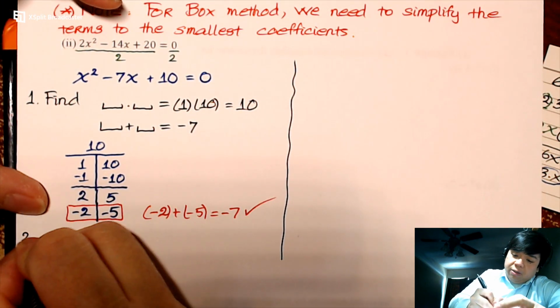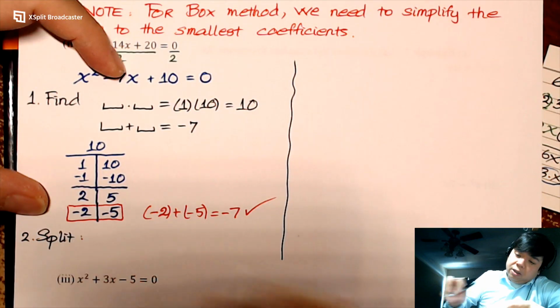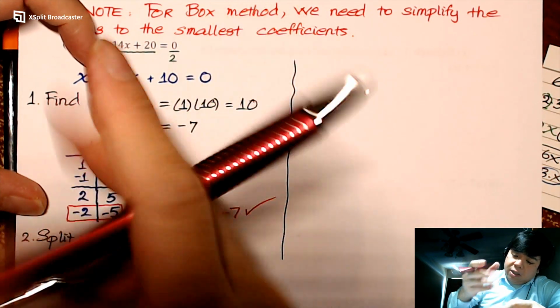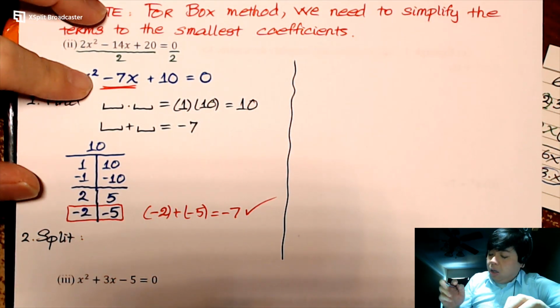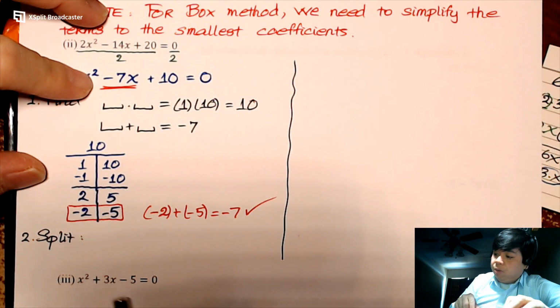Okay. Second step is we split the negative 7x. The middle term will be split into two terms that have negative 2 and negative 5.